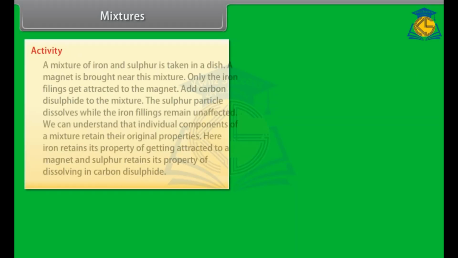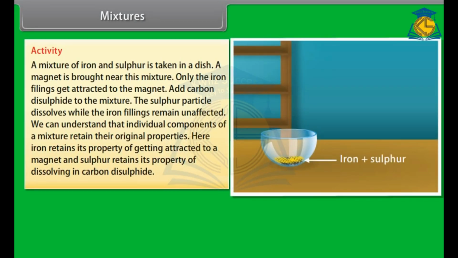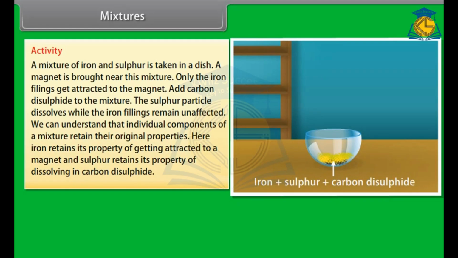Activity. A mixture of iron and sulfur is taken in a dish. A magnet is brought near this mixture. What happens to the mixture? Only the iron filings get attracted to the magnet. Add carbon disulfide to the mixture. What do you notice? The sulfur particle dissolves while the iron filings remain unaffected.